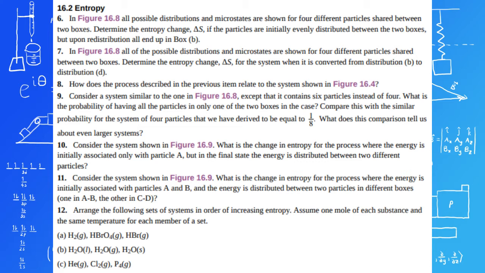Part B, water, liquid, solid, gas state. You already know how to do that. I'm not going to answer it for you. Part C, helium, chlorine, and phosphorus, all in the gas phase. Pretty similar to A. Base it on size.